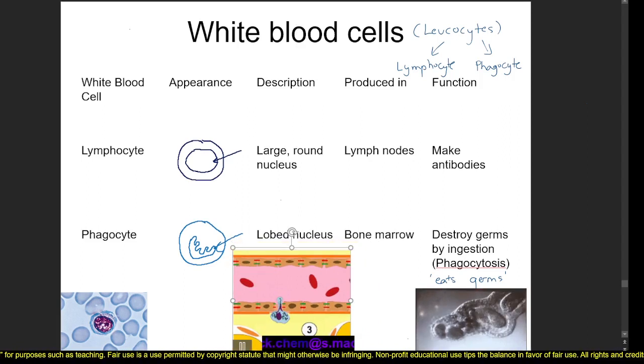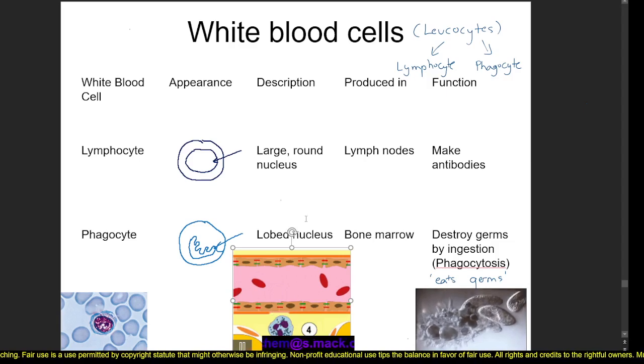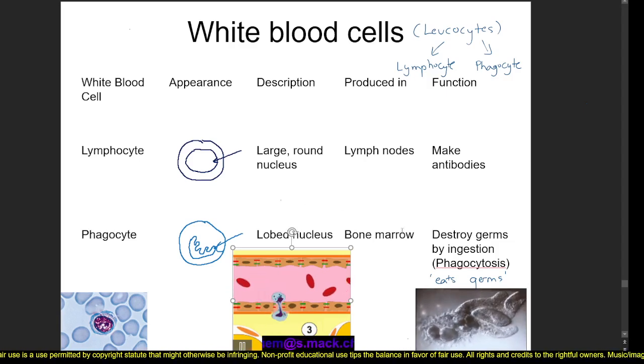Please ensure to take down the notes seen on the screen, in addition to the diagrams which show the appearance of these two types of white blood cells.